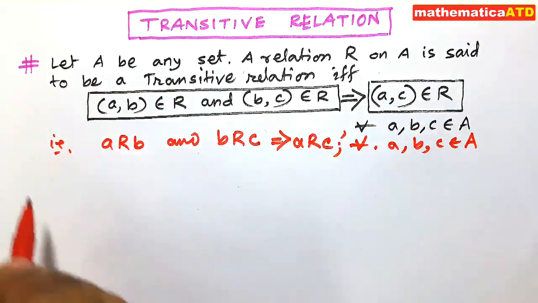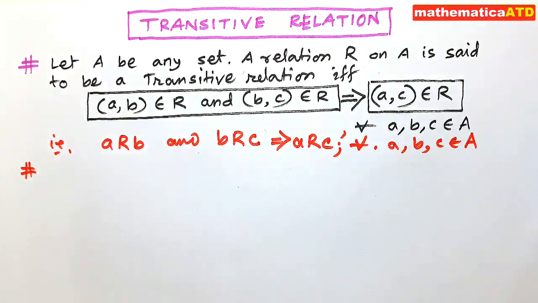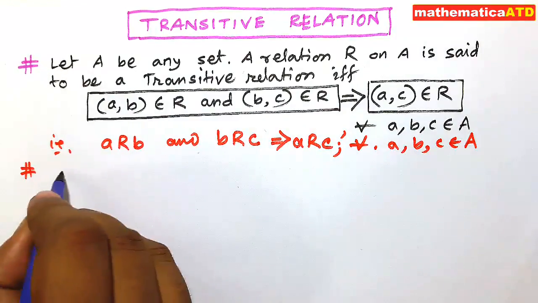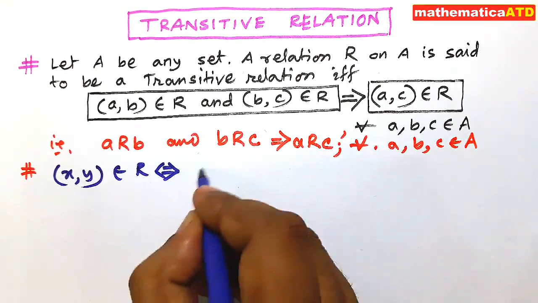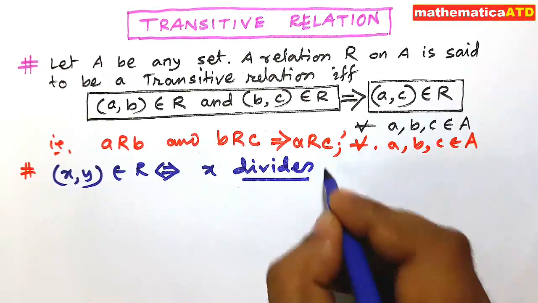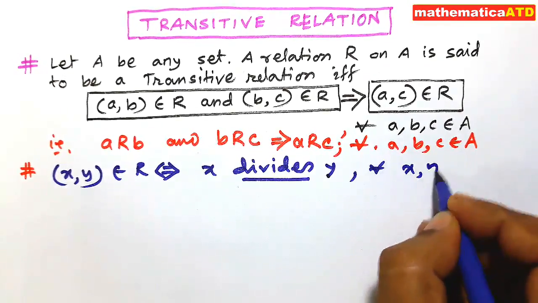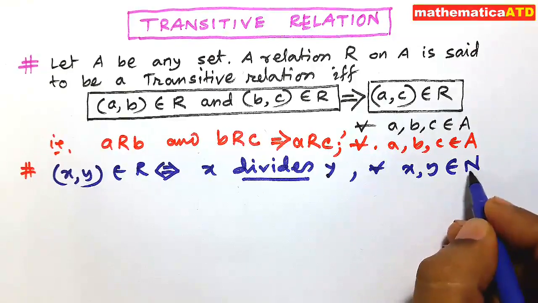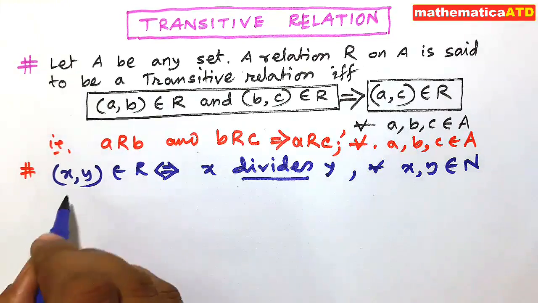Okay? So friends, we have to illustrate this one. The relation R on the set N of all natural numbers defined by (x, y) belongs to R if and only if x divides y, for all x, y belonging to N. This is transitive. We shall show this one.